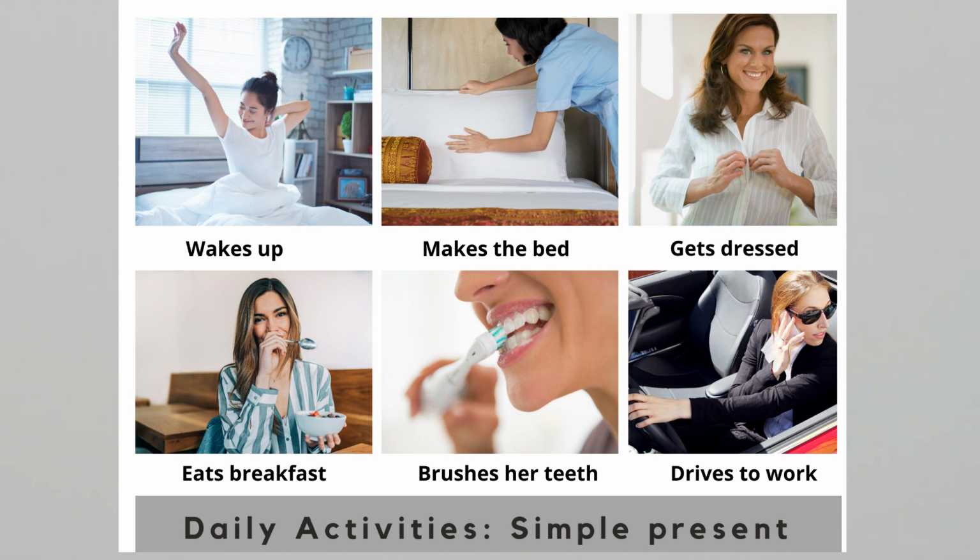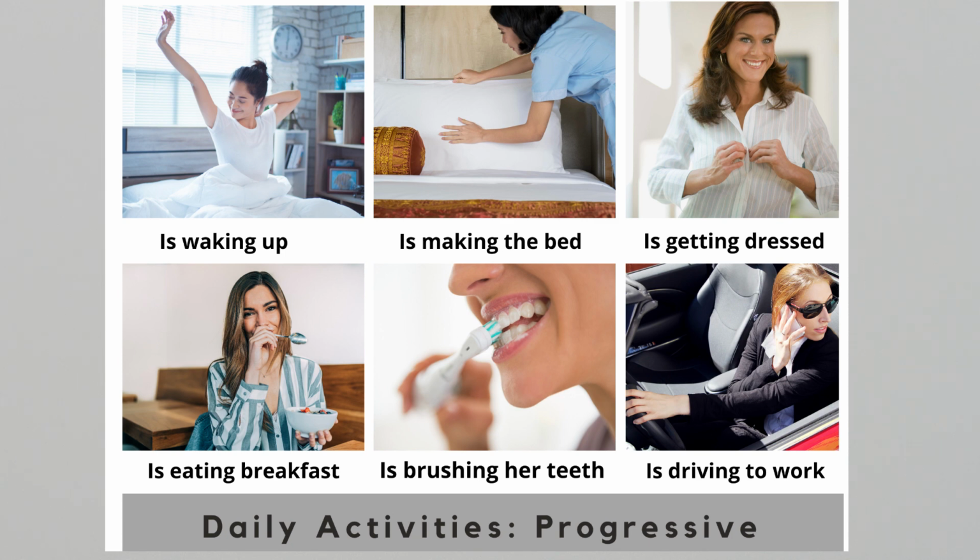Now, let's look at Sarah's activities as if she's doing it right now. This tense is known as progressive or present continuous. Let's look at Sarah's activities. Sarah is waking up. She is making the bed and she is getting dressed. Now she is eating breakfast. Sarah is brushing her teeth. Now she is driving to work.